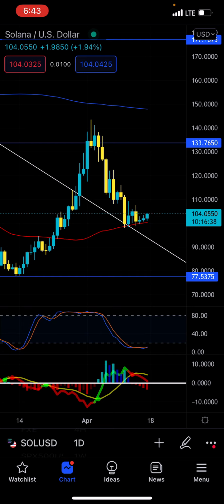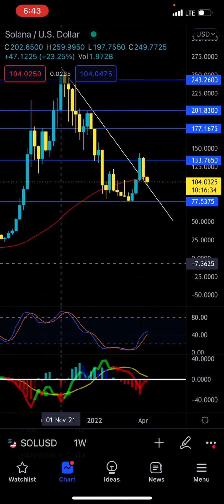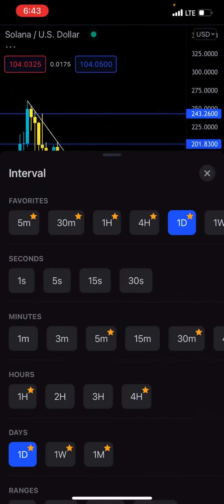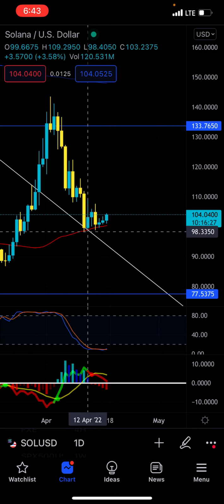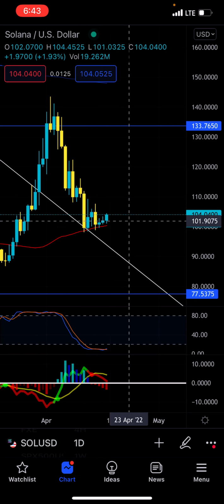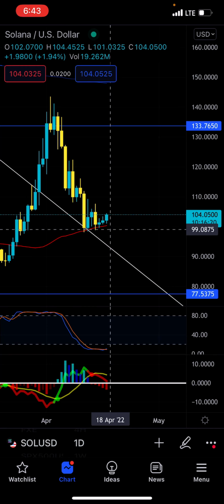It has broken this elongated trend that started back in November, broke the trend, came back and retested. It's basically a perfect retest right now. It retested the trend at around $99, so you're getting an almost perfect entry. You're only $5 off of the touch of the trend.